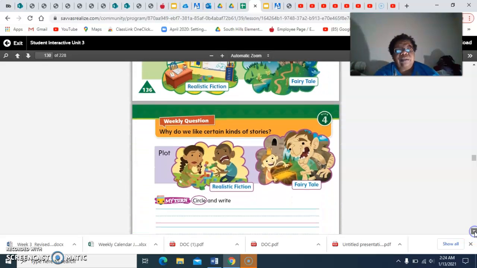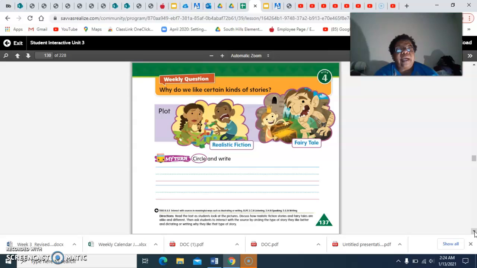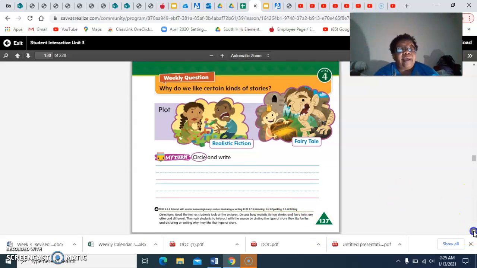We have the next page where it says, why do we like certain kinds of books? So think about why you like certain types of books. This is the plot. That means what happens. And it shows here in the realistic fiction what happens with the boy and the girl and with the fairy tale of what happens. So when you're writing a story, you add character, setting, and then plot of what happened. You'll write your answer here, and then parents, just remember your directions are at the bottom. But it's discussing this week fiction stories and why we like them and what kind do we like.